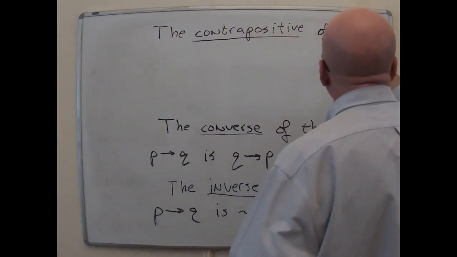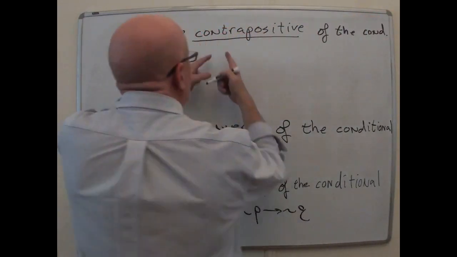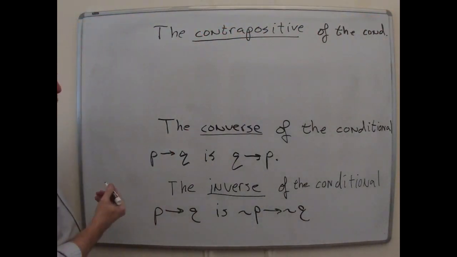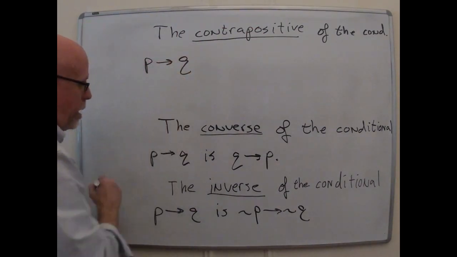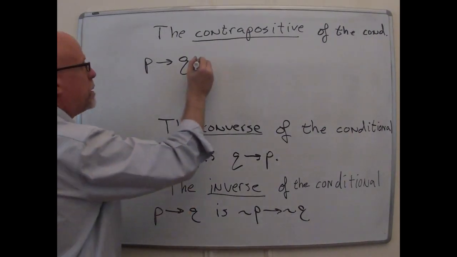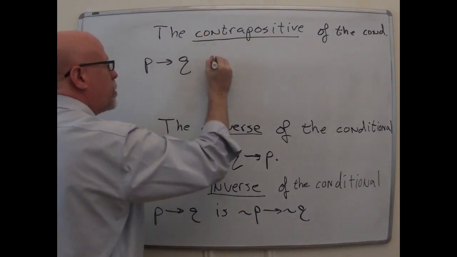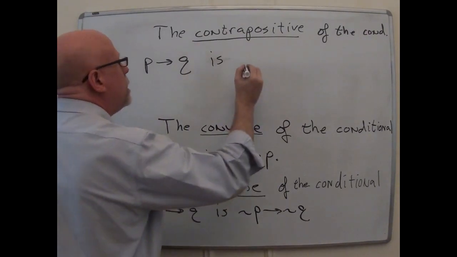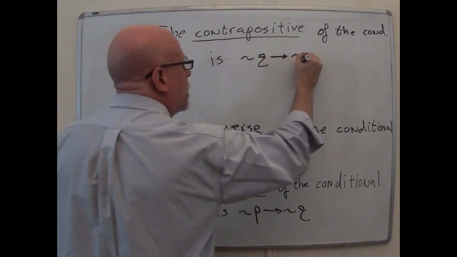of the conditional. Darn, I'm going to have to abbreviate conditional this time because I really ran out of room. Oh, it's because contrapositive is such a long word. P implies Q. Think about what it is if you both get the order wrong and put nots on the parts. We use the word is rather than an equivalent sign. Is not Q implies not P.